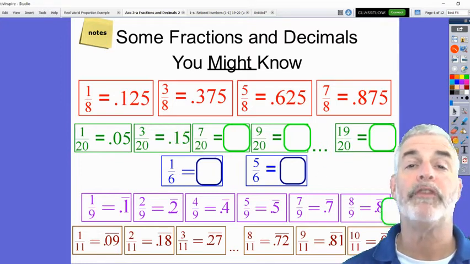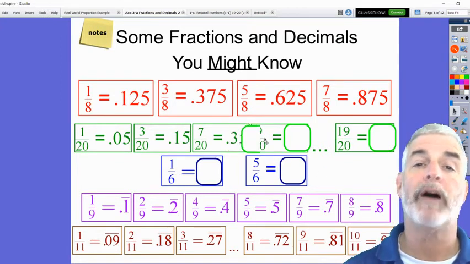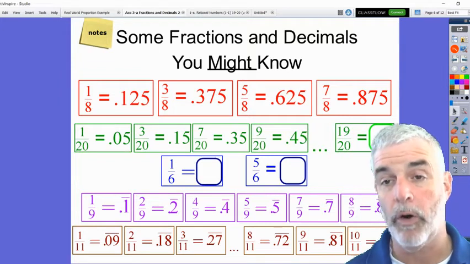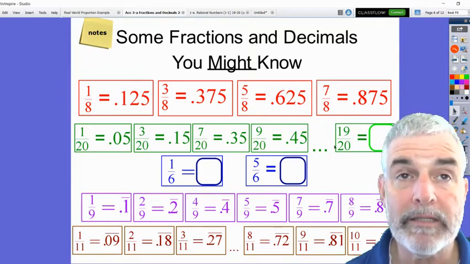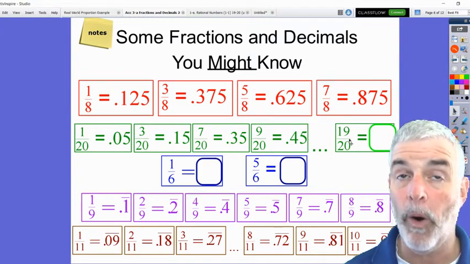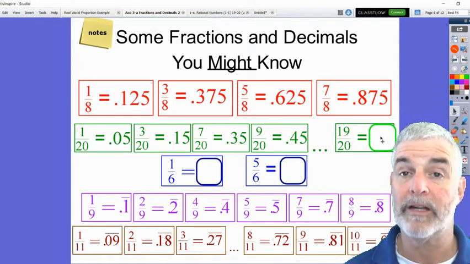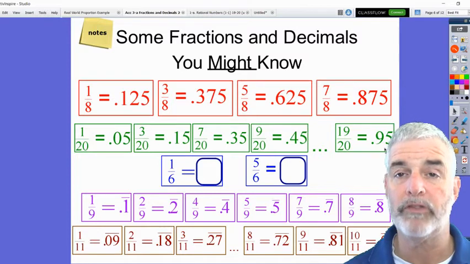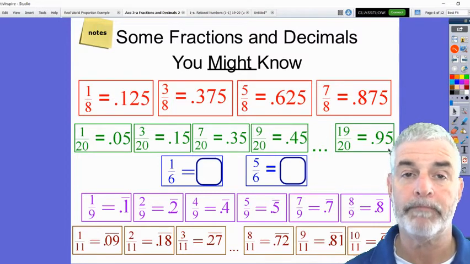3 times 5 is 15 hundredths. 7 times 5, 35 hundredths. 9 times 5, 45 hundredths, and so on. 19/20ths is 1/20th less than a whole, so that's going to be 95 hundredths, right? Each 20th is 0.05, 5 hundredths.